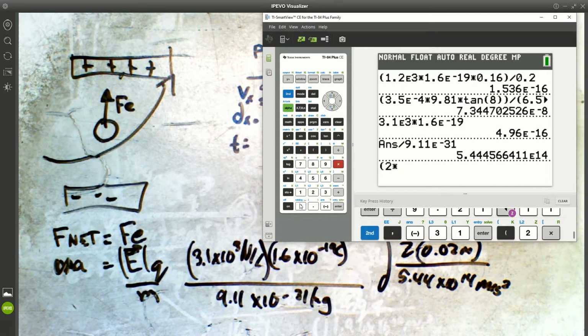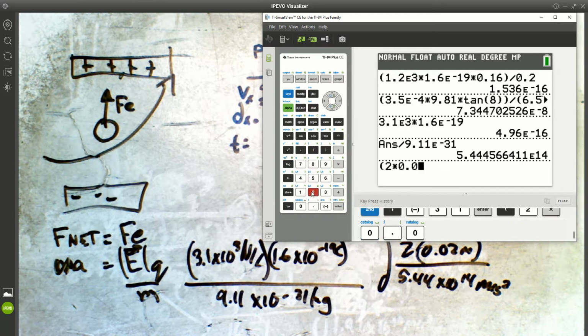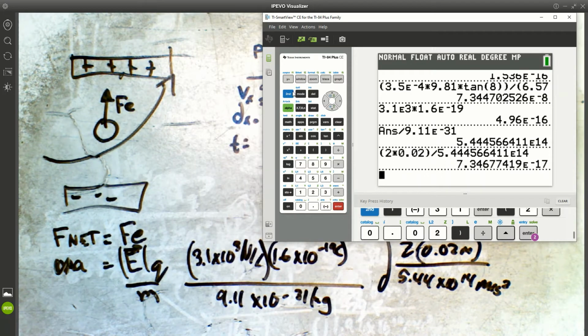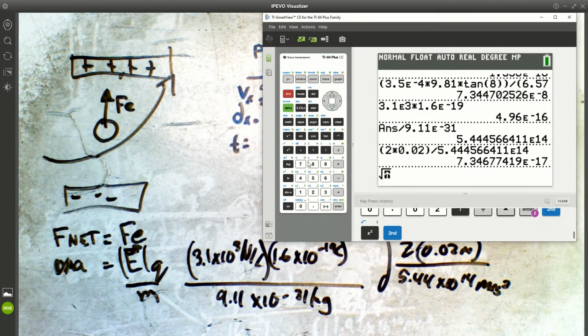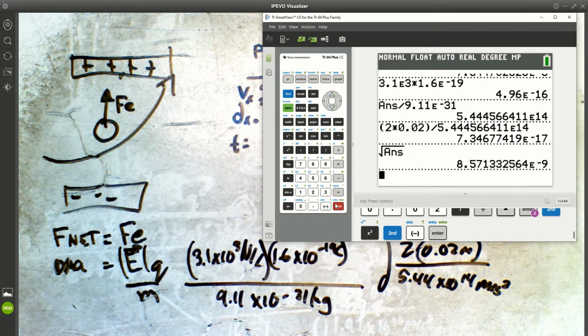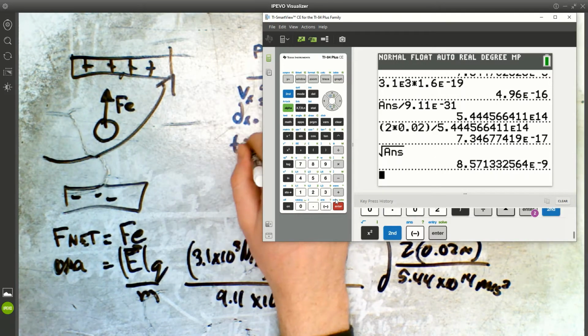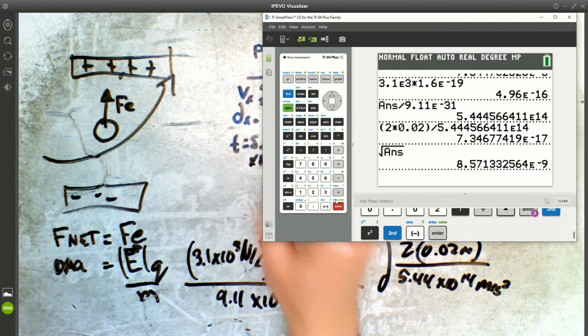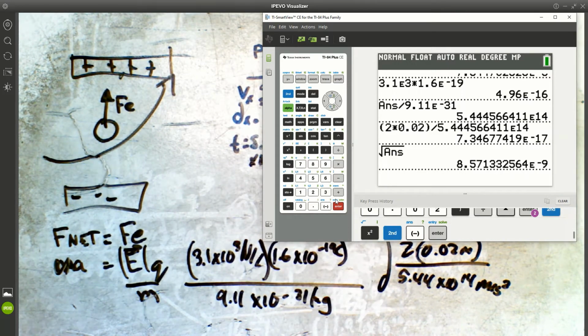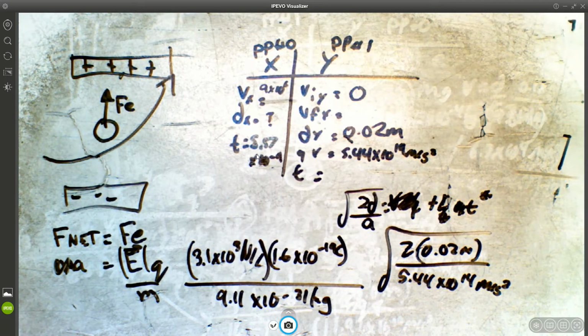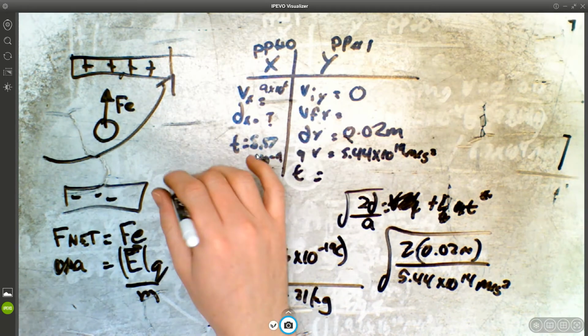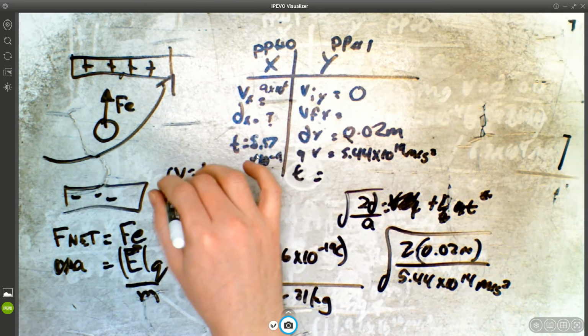2 times 0.02 divided by our acceleration, and we square root our answer, and we get a super tiny time, which makes sense, of 8.57 times 10 to the negative 9. Right, and then we finish it off with v equals d over t. So v equals d over t.